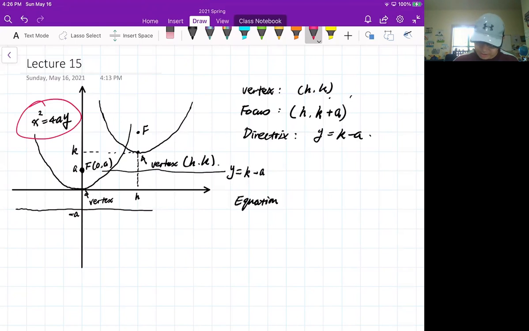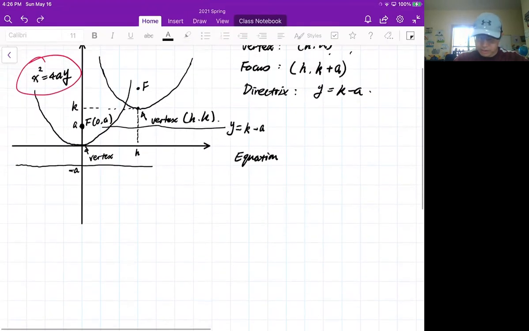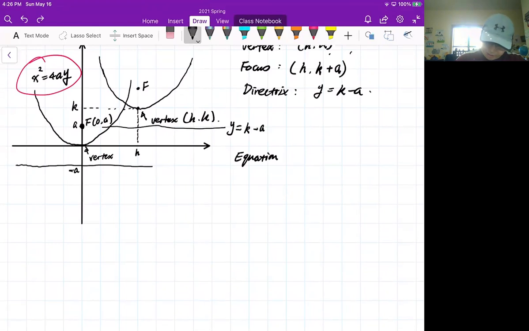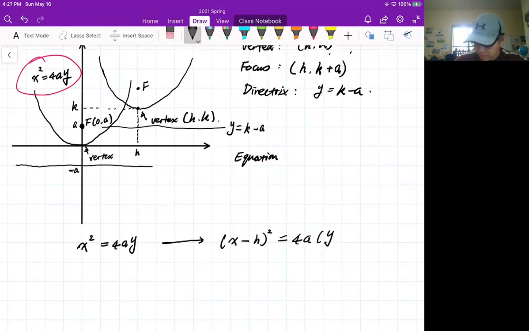So the new equation will be, let me write down here. Basically, it's the following. The original equation is x squared equals 4ay. The new equation will become, x becomes x minus h, and y becomes y minus k. It's exactly the same thing. Your x value is replaced by x minus h. Your y value is replaced by y minus k. So that is your new equation.